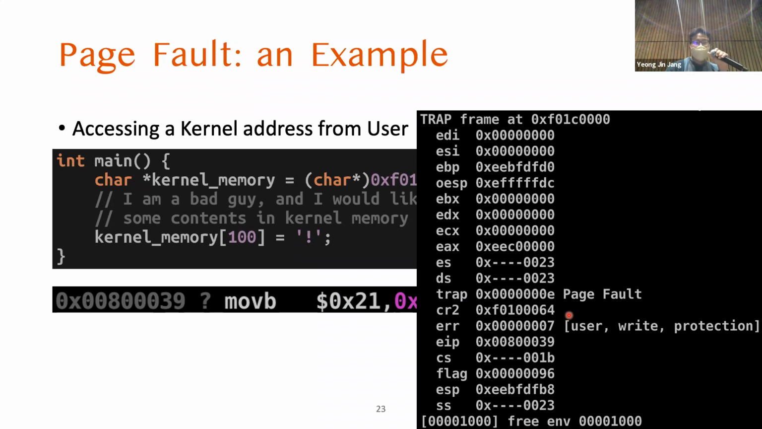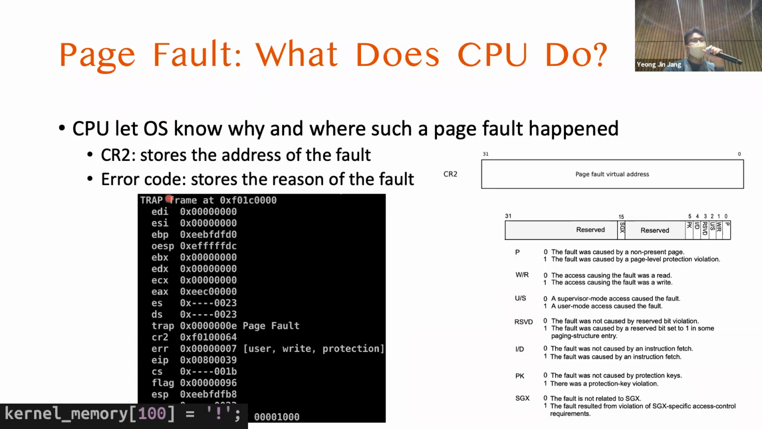Another thing we can get is the error code. The error code stores the reason why we have the fault. You can take a look at the details in the Intel document, but in JOS, it kindly describes what these error codes mean. So the fault was a write access, and it was a user mode access. So the user mode tried to access the kernel.